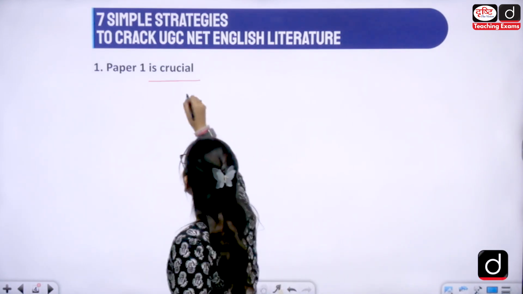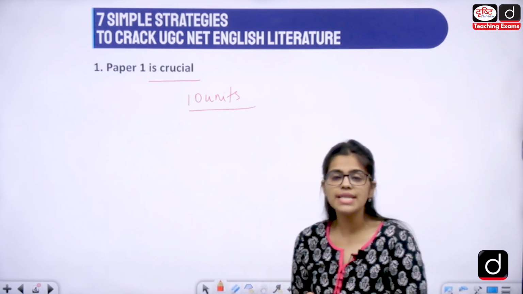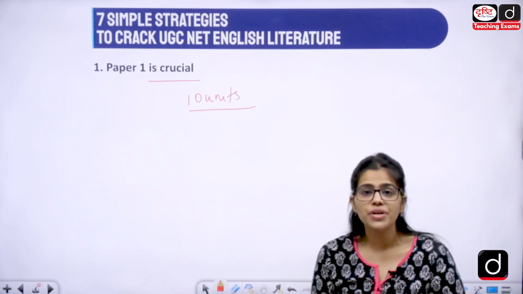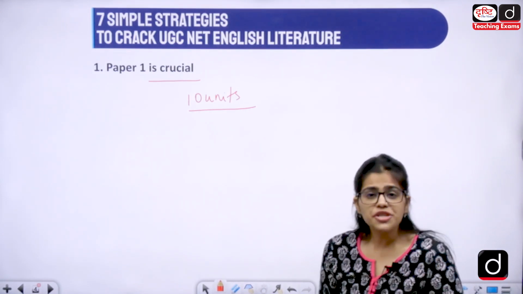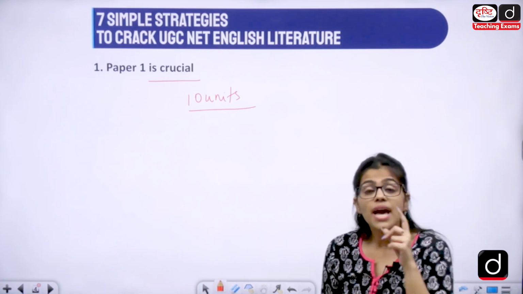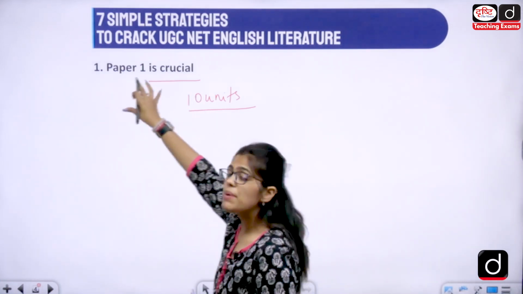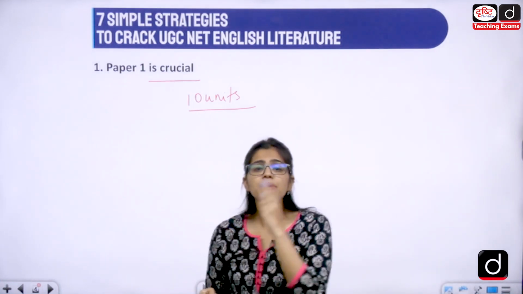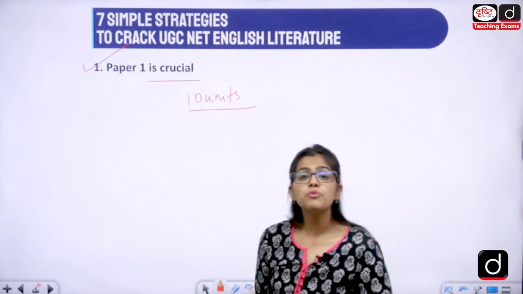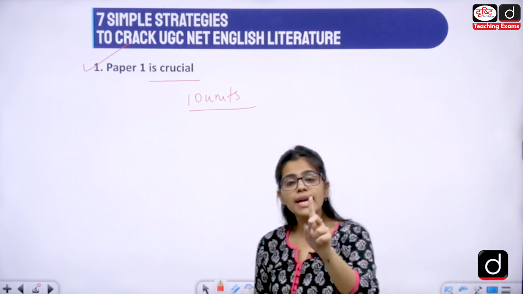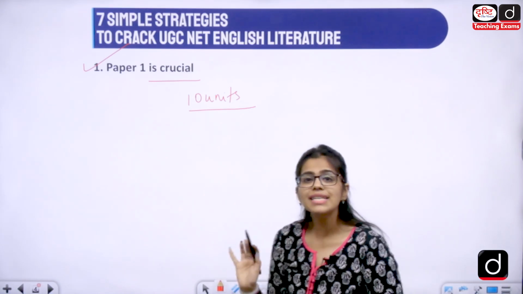Your paper 1 has 10 units, and if you put some effort into these 10 units, then definitely you'll be able to score good. Units like mathematics, DI, comprehension, teaching aptitude, research aptitude, environment, and logical reasoning are some of the units in paper 1, and you need a proper strategy for your paper 1. What is also needed is proper guidance. So if you have proper guidance and proper strategy for paper 1, then you can easily tackle these 10 units.